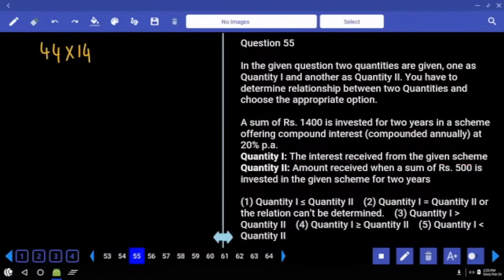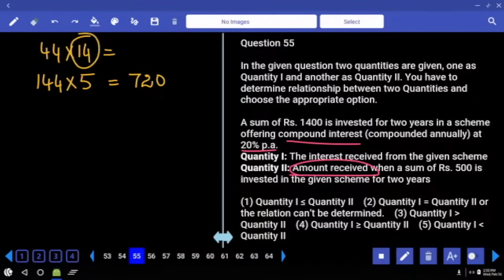Don't calculate. Amount received when a sum of 500 is invested in the given scheme for 2 years. How much interest are we getting? Compound interest for 2 years at the rate of 20% per annum, 44. But here we were asked to calculate the amount received. If interest is 44, amount is going to be 144 percent, where 1% value is 5. 5 times will be 10 times and half only. 10 times is 1440. Half, 720. 44. Let it be 15 times for the time being.